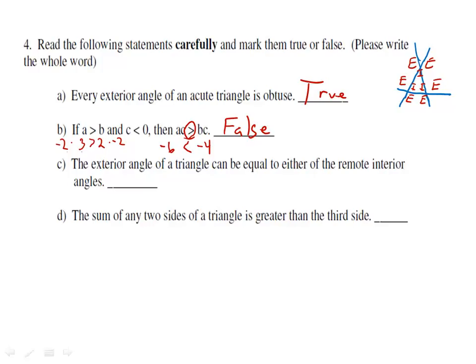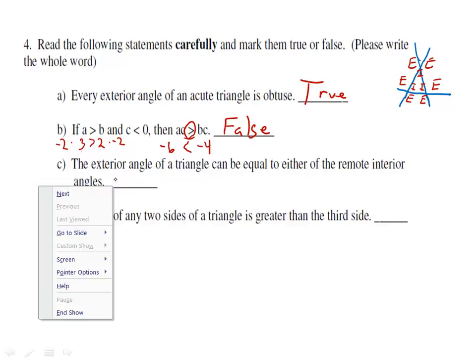C, the exterior angle of a triangle can be equal to either of the remote interior angles. Well, I can go back to my picture here. And what does the exterior angle theorem tell us? It tells us that that is not the case. It says that the exterior angle is greater than either remote interior angle. So here we have another false statement.